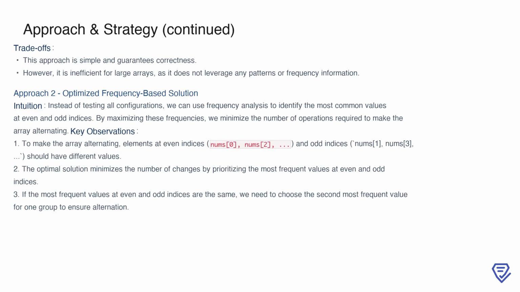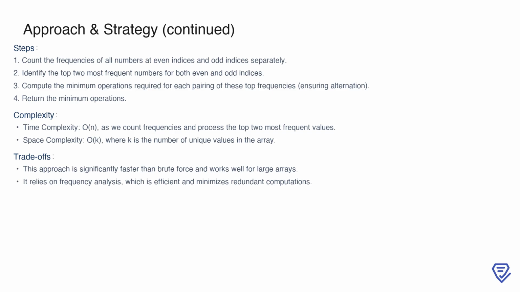This ensures that the alternation condition is satisfied while keeping the number of changes as low as possible. To implement the frequency-based approach, we follow these steps. First, we count the frequencies of all numbers at even indices and odd indices separately. This gives us a clear idea of the most common values in each group.